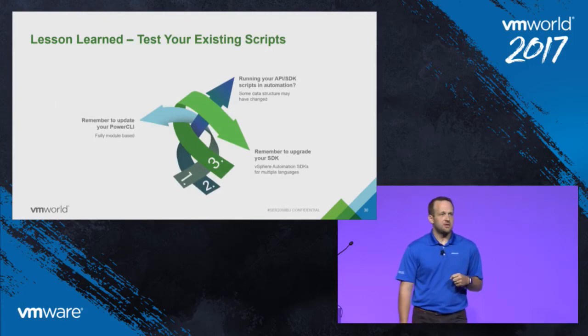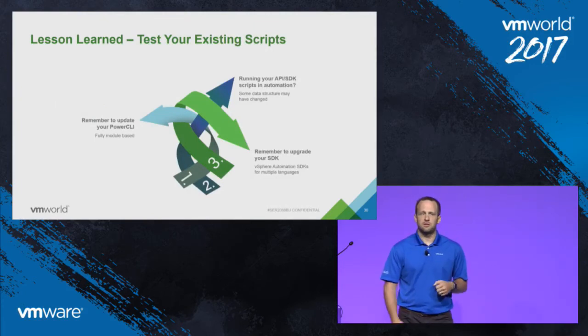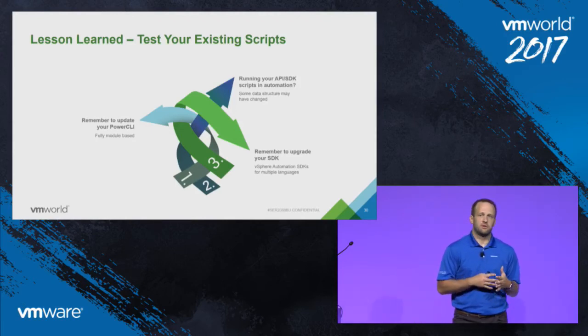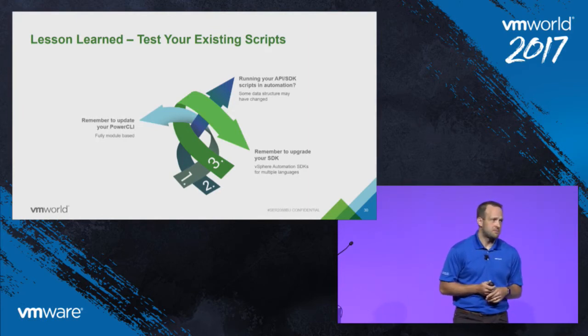Okay, and then test your existing scripts. You want to make sure that you're fully upgraded on your PowerShell and on PowerCLI. You want to make sure that you're using the latest pyVmomi if you use Python, or the latest SDK. Remember to test those scripts, because some of the functions may have changed. There may be new options when you upgrade PowerCLI, especially with Update Manager or the monitoring of the VMs.